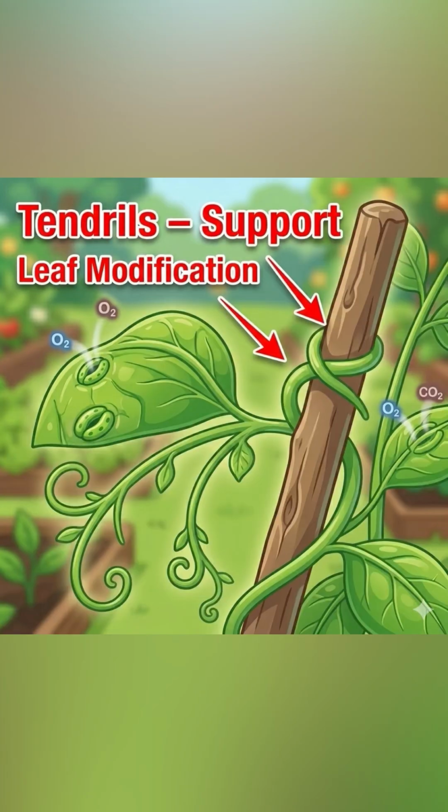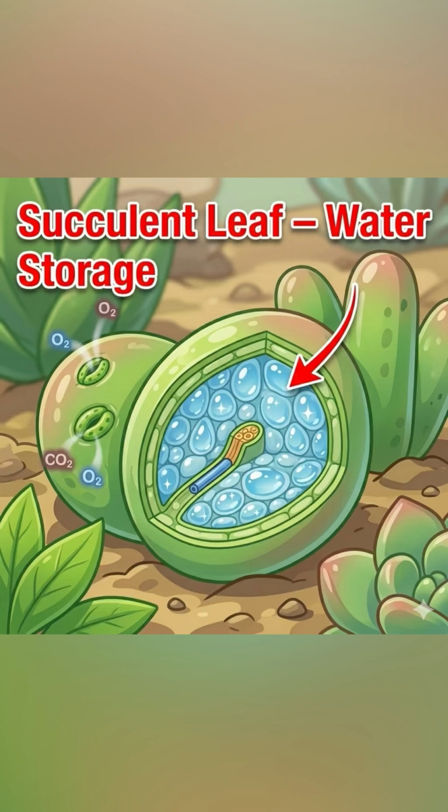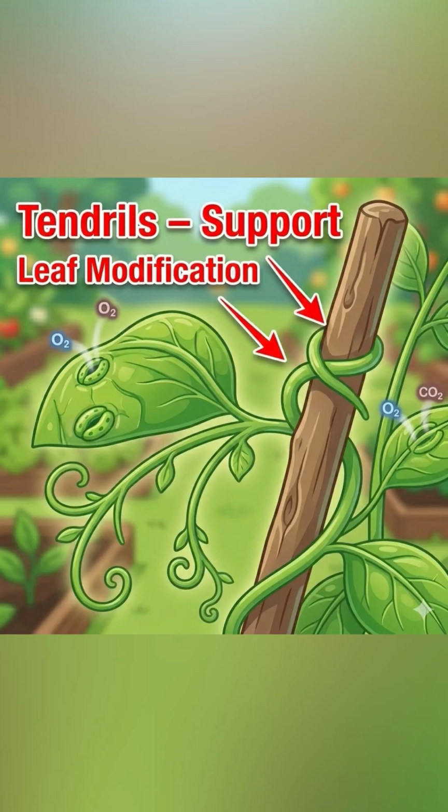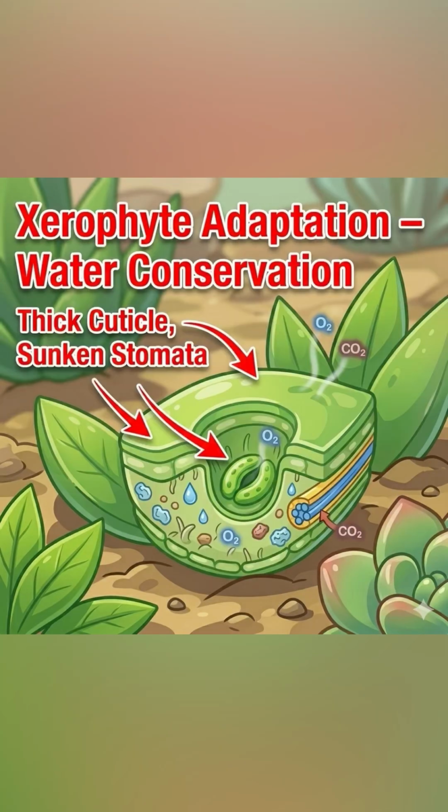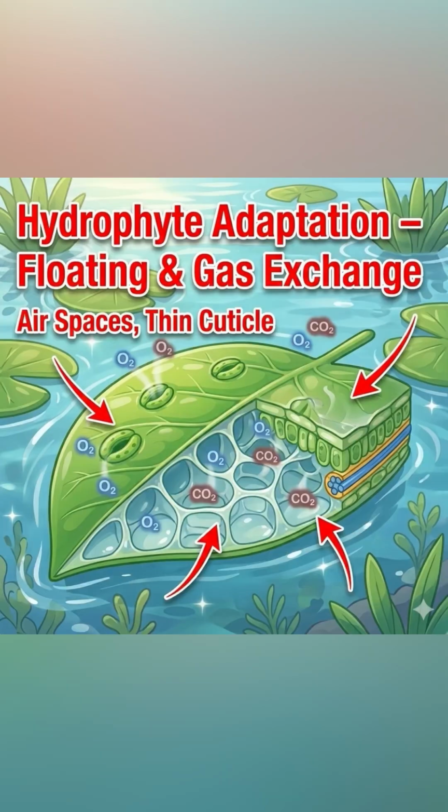Leaf modifications. Tendrils, modified leaves for support. Succulent leaves store water, for example, aloe vera. Leaf adaptations. Xerophytes have a thick cuticle and sunken stomata to conserve water. Hydrophytes have air spaces and a thin cuticle to float and exchange gases. Phyllotaxy: leaves are arranged as alternate, opposite or whorled to maximize sunlight capture.